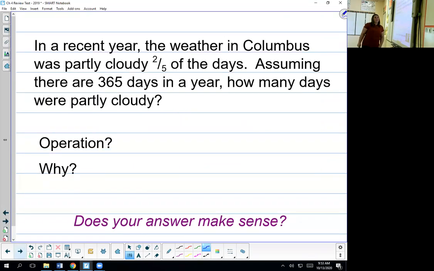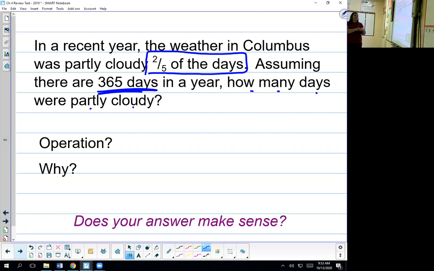Okay, all right, looking at this one. In a recent year, the weather of Columbus was partly cloudy 2/5 of the days. Assuming that there are 365 days in a year, how many days were partly cloudy? If we're having 2/5 of something, it means we're taking a fraction of something, so it should be multiplication.